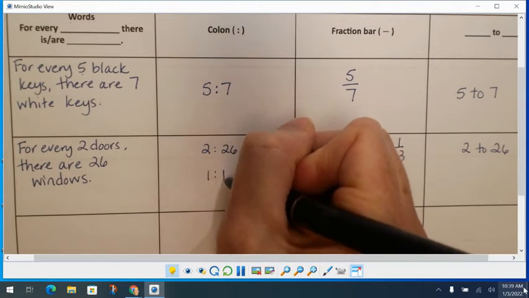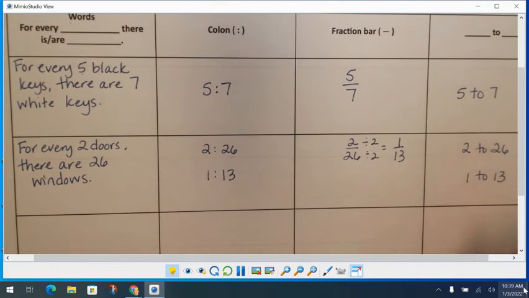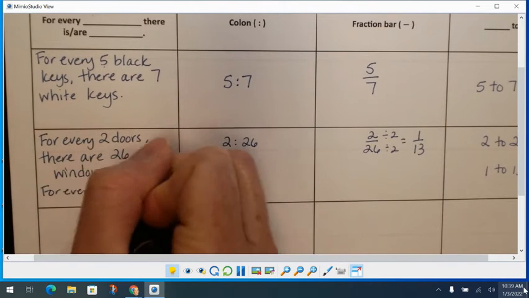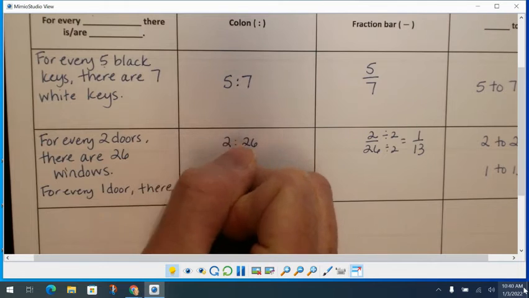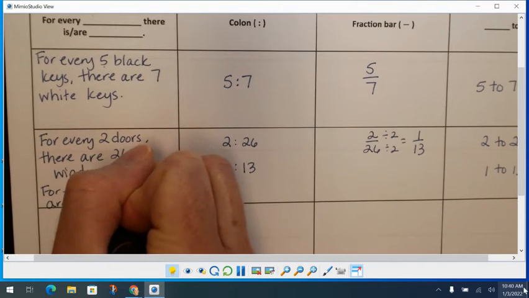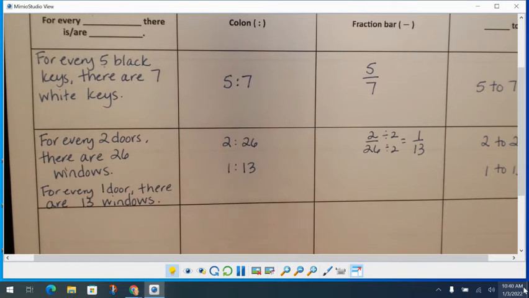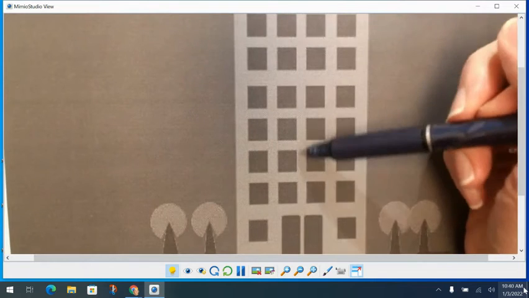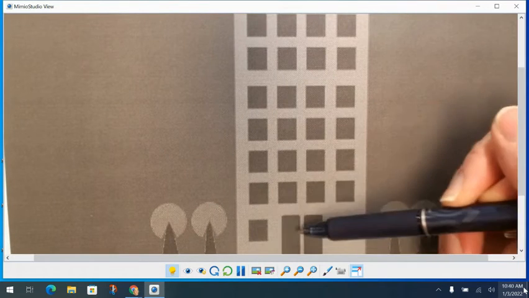So that could also be, for every 1 door, there are 13 windows, which makes sense because I'm just splitting it in half. So no different than if I were to take my picture and split this building straight down the middle, I would have 2, 4, 6, 8, 10, 12, 13 windows to one door.